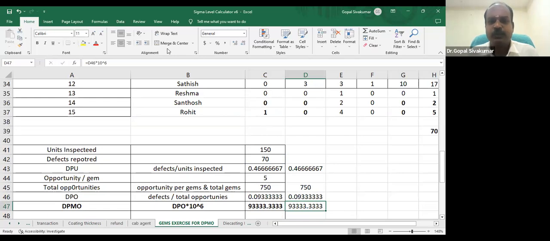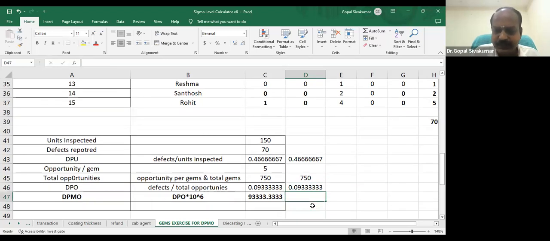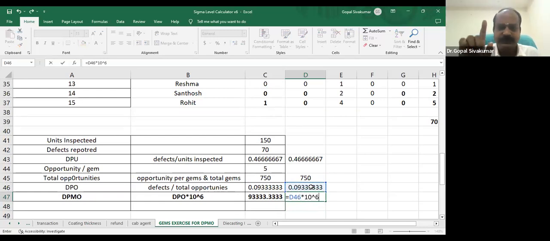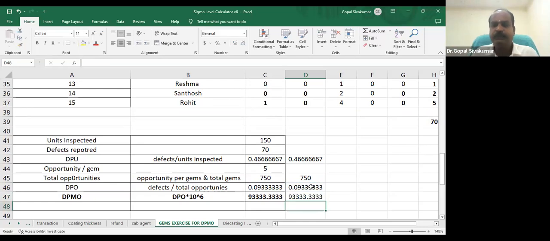If one apple is 1 rupee, what will be the cost of 1 million apples? Into 1 million, 1 million rupees. Defects per opportunity is 0.09. What is defects per million opportunity? Multiply by 1 million. So how can I multiply by 1 million? Take the defects per opportunity, multiply by 10 to the power of 6. 10 to the power of 6 means you must add 6 zeros, 1 followed by 6 zeros. Now what is the DPMO?